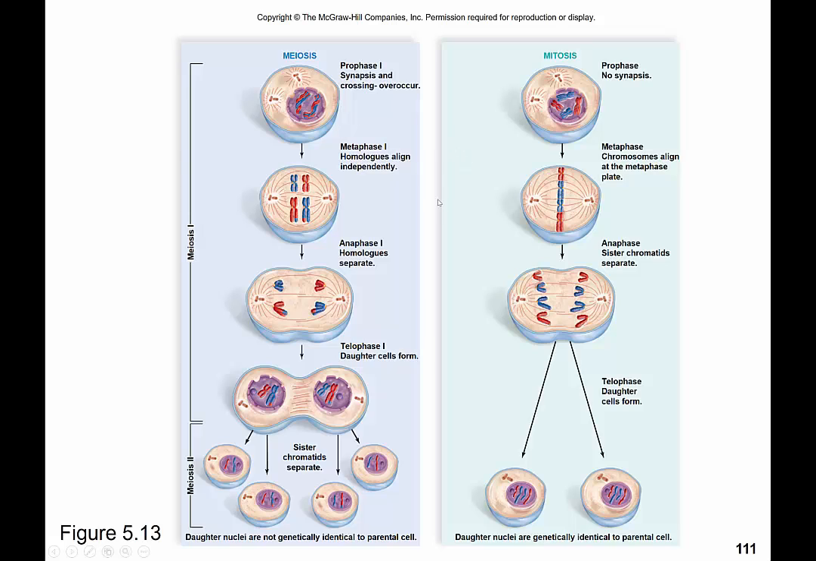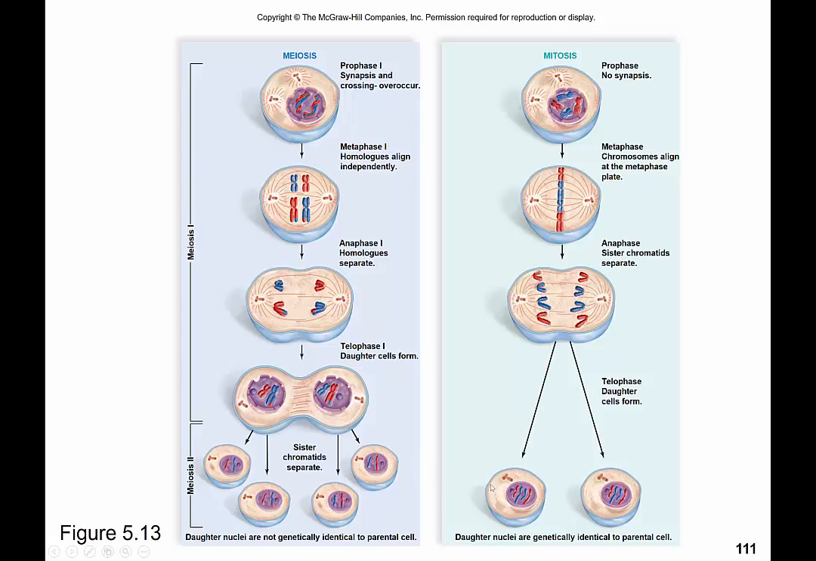During metaphase, we have the homologs that align independently in meiosis, but in mitosis, we see that single file line. Anaphase looks similar in that we have chromosomes being pulled to opposite poles, but during meiosis, we can see how genetically this is just a little different since we had the homologous pairs of chromosomes that lined up rather than individual chromosomes in mitosis. We can compare the final products of mitosis and meiosis.